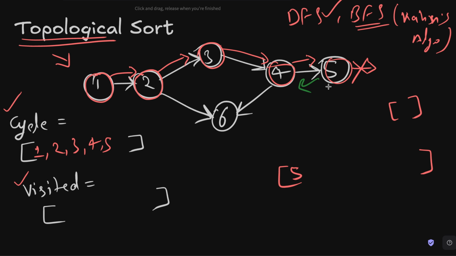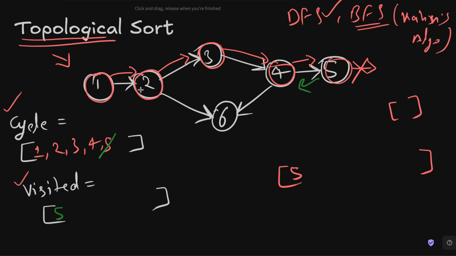And when we are returning, what we are going to do is remove it from the cycle, because now 5 is not on the path of DFS traversal. We have already done it. And since we are returning, we have already gone through 5 also, right? So 5 is what we will put in the visited set. So at this point, we are starting to fill up our visited.